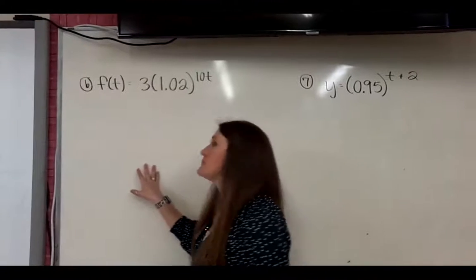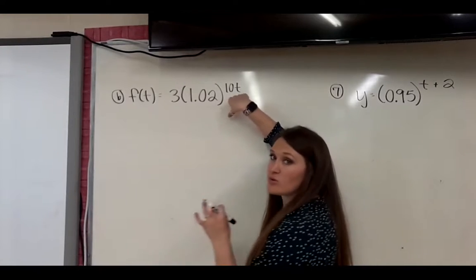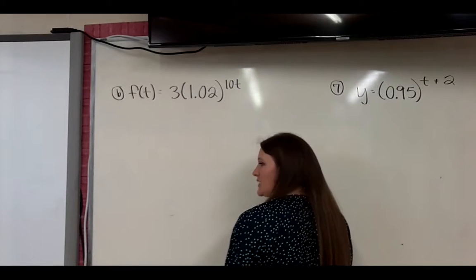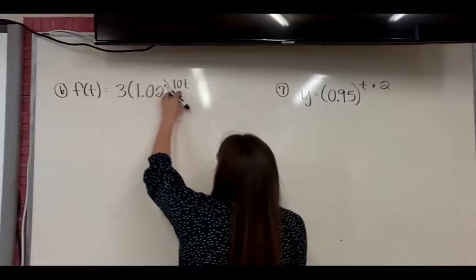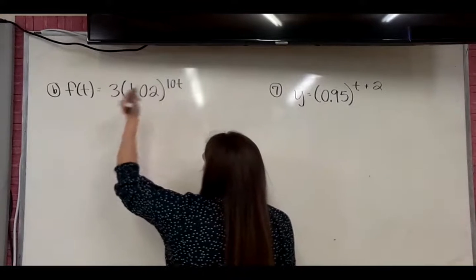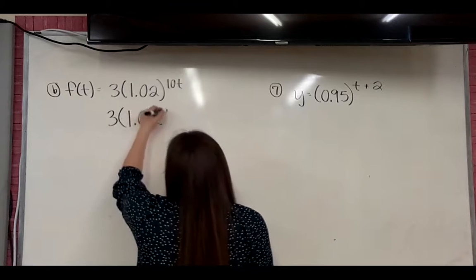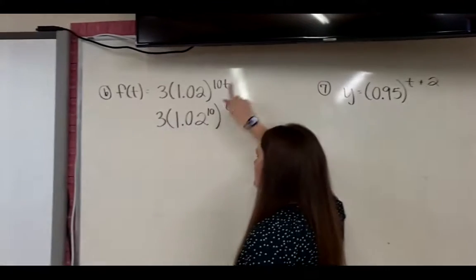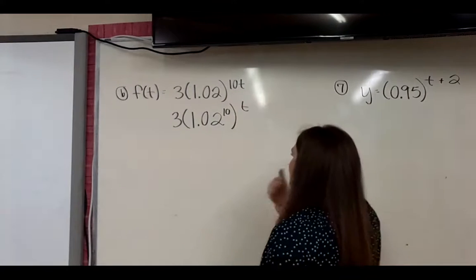On 6, we can't have that yet when we are trying to determine if it's growth or decay. So when it's 10t, that means we have this raised to another exponent when we multiply. So I can rewrite that as 1.02 to the 10th power all to the t power. Because remember, when we have an exponent raised to another exponent, we can just multiply them. That's what they did to get that.